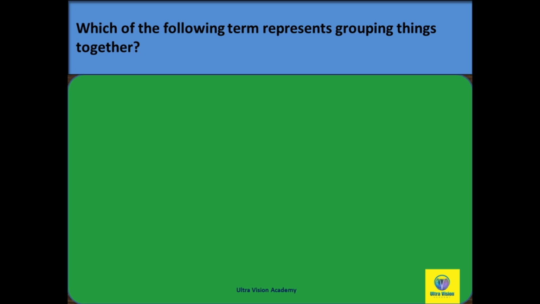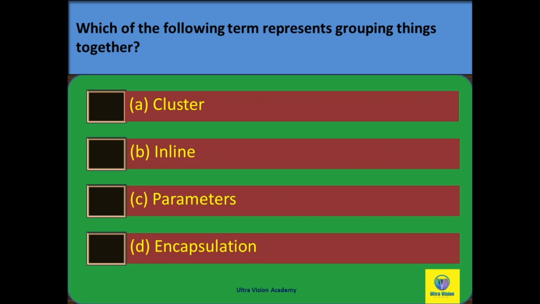Which of the following terms represents grouping things together? It means to combine two or more than two layers. Well, the options are cluster, inline, parameters, and encapsulation. And the correct answer is encapsulation.